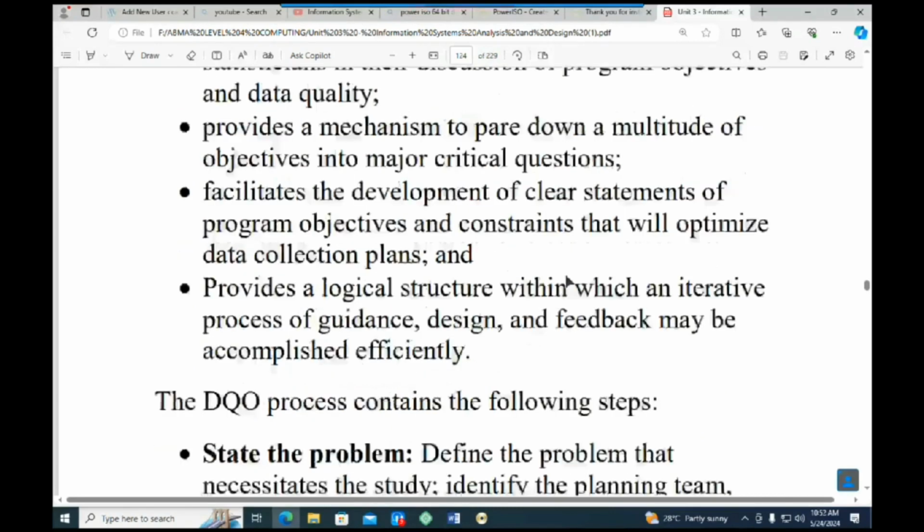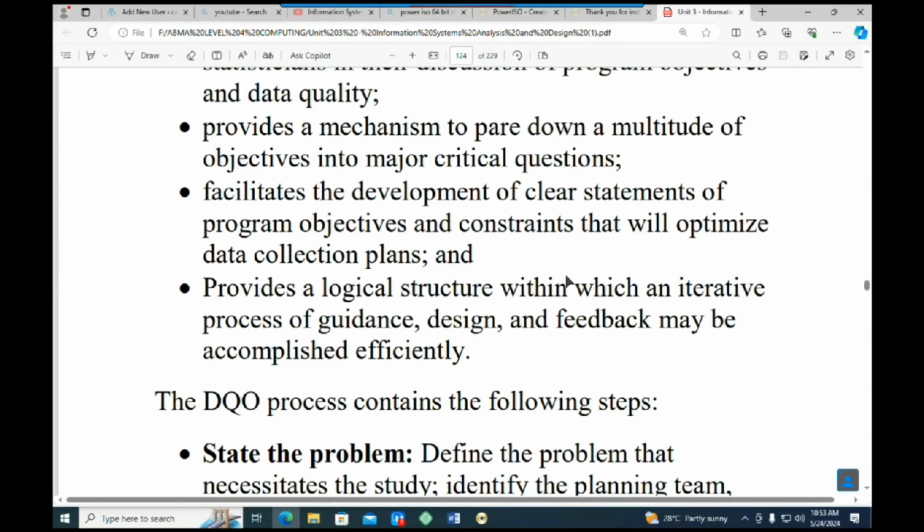Number 2, the DQO again is going to give a mechanism to bring together many objectives into a major critical question. So it is going to give a mechanism to pare down a multitude of objectives. We're going to put so many objectives together into a single major critical question. Number 3, it is going to facilitate the development of clear statements of the program objectives and any constraints that will be optimized for the data collection plans.